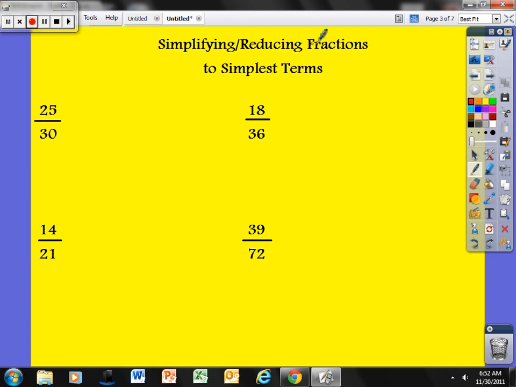If I take a look, I want to reduce some of these. Okay, let's start with here, 25/30ths. First thing I notice, ends in a 5, ends in a 0. That's the divisibility rule for 5, so I could divide both of these by 5. 25 divided by 5 is 5. 30 divided by 5 is 6. That is simplest terms. So that means 25/30ths is equivalent to 5/6.